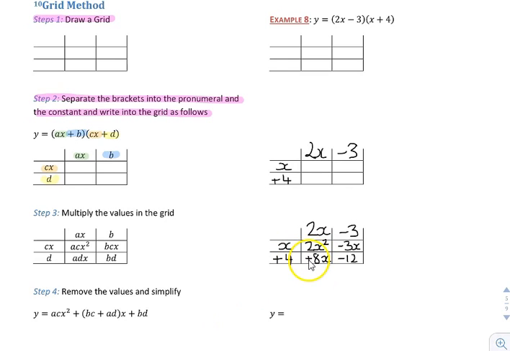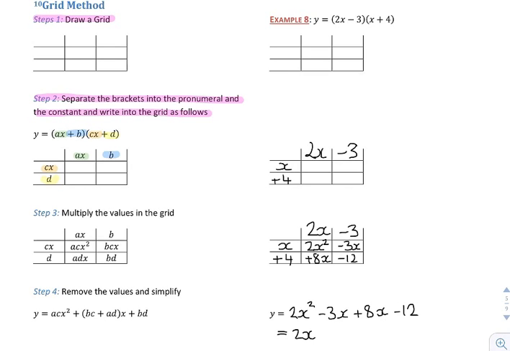Please note that if you have, for instance, here a plus 4, I have written a plus in this first box, and same deal, I have a negative here, so I'm writing a negative here. This is important just because when we do our next part, which is to remove the values from the grid and actually write it out, we're going to keep those positive and negative in our equation. So we would get y equals 2x squared minus 3x plus 8x and then minus 12.